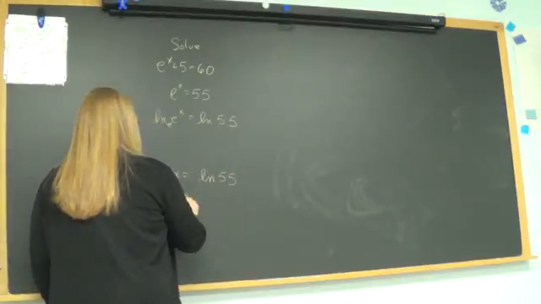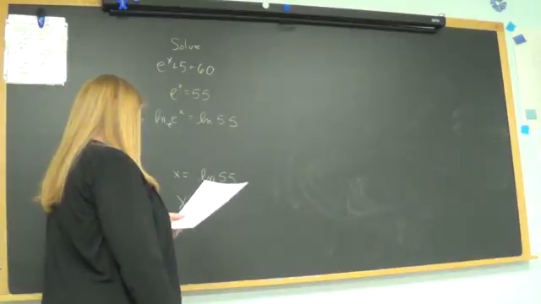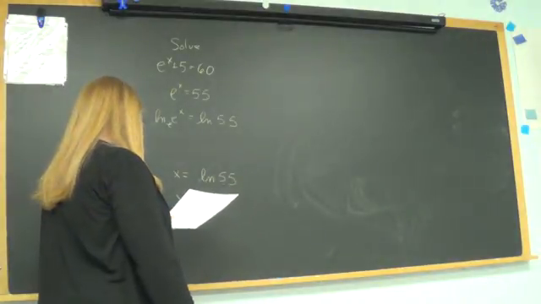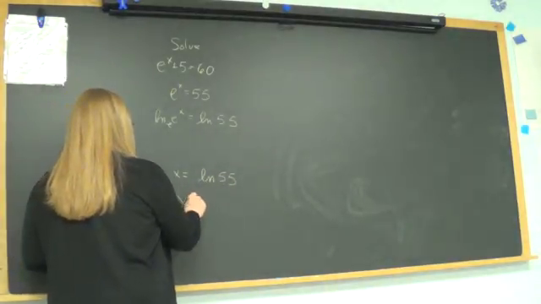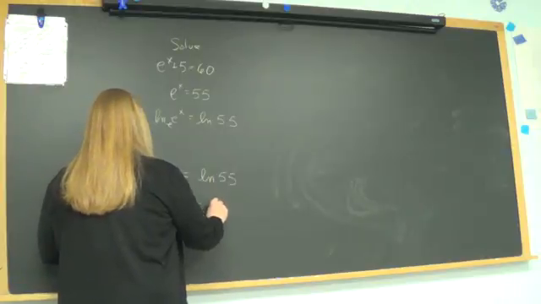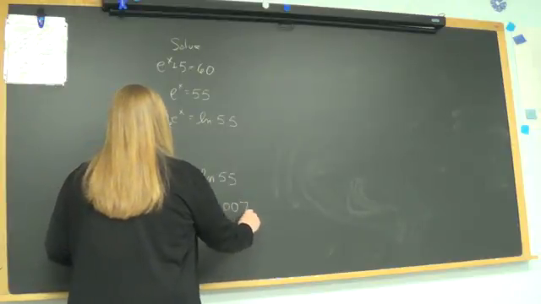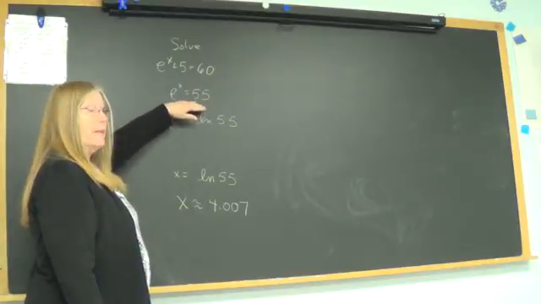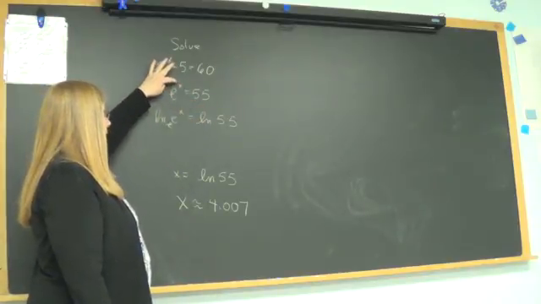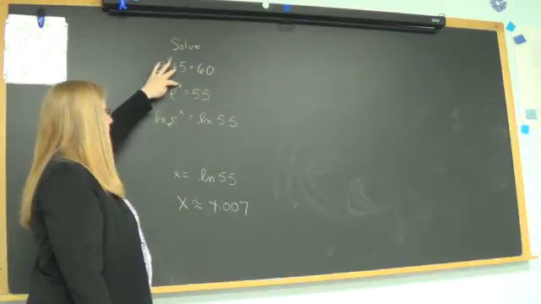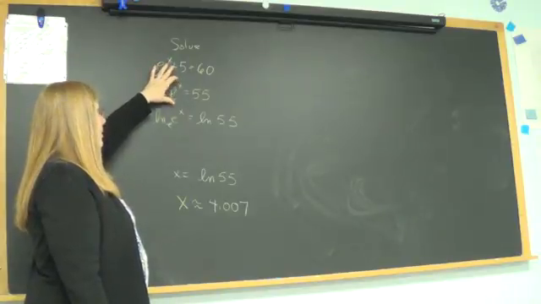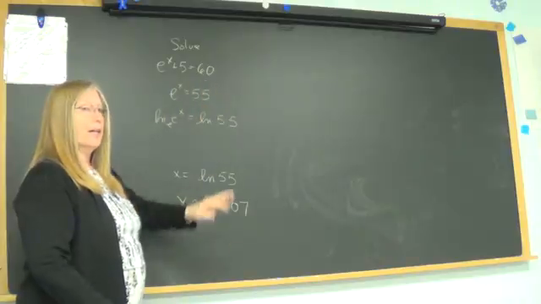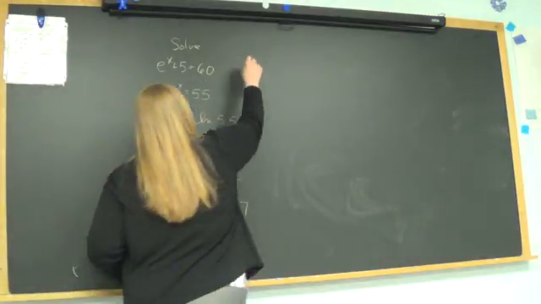My calculator knows that, so it'll approximate it: approximately 4.007. So what I need you to learn is what to do from this step to this step. When the unknown is in the exponent, you want to work with it by taking the log of both sides. Let's look at a different one.